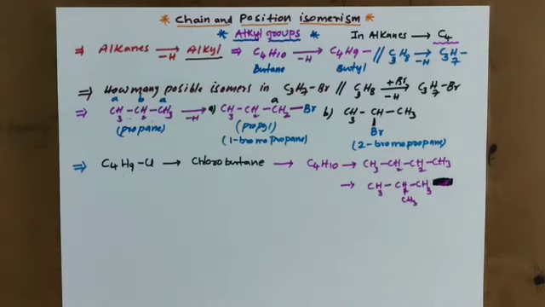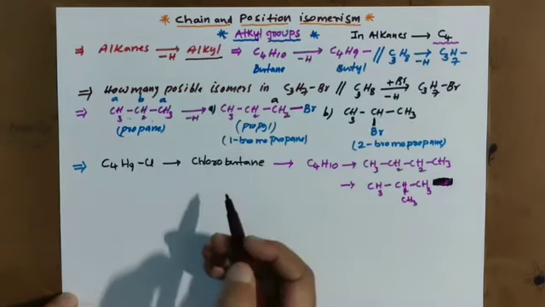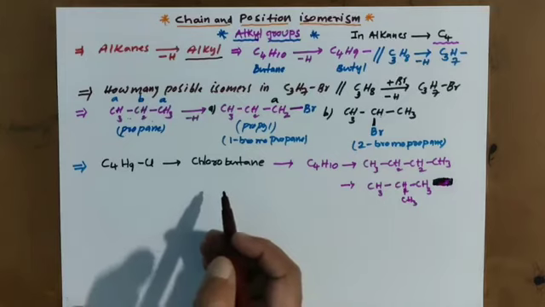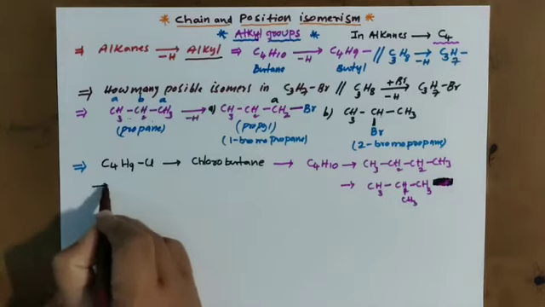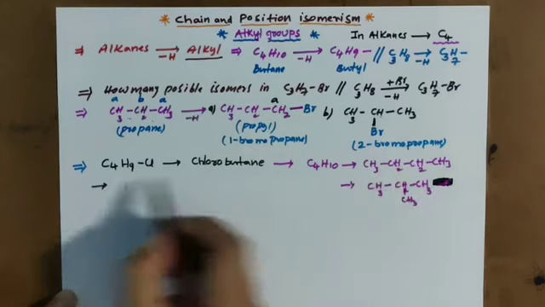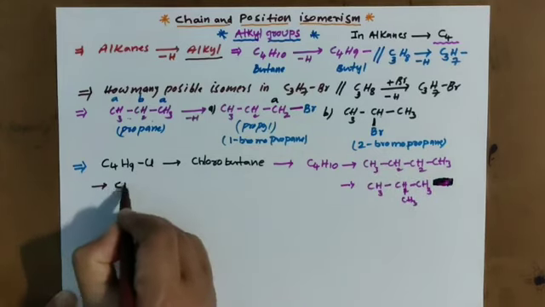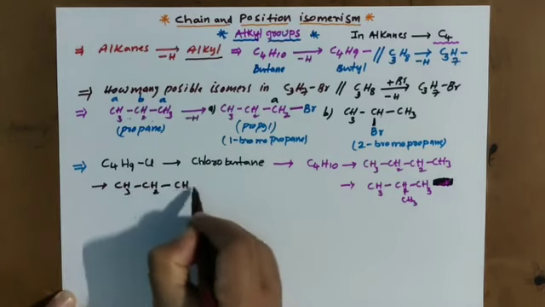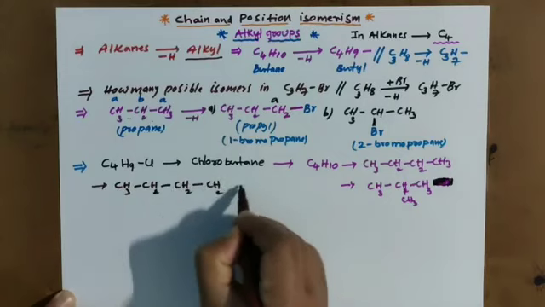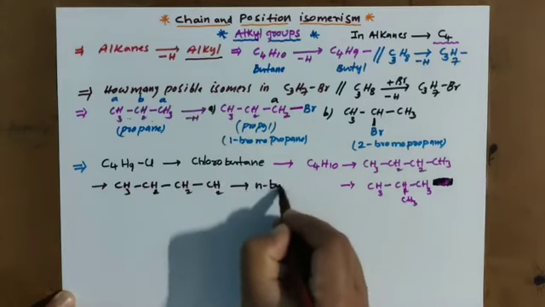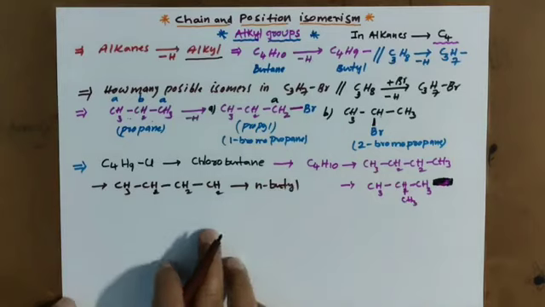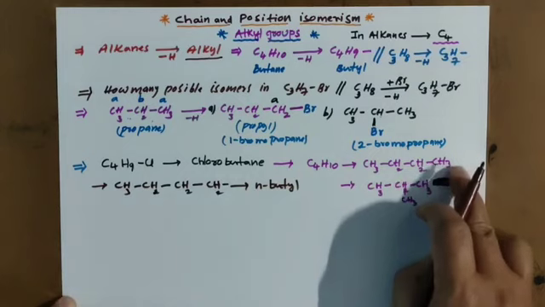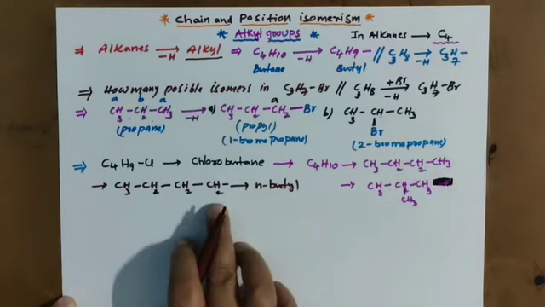Let me explain in detail. First I am taking n-butane. From n-butane, what am I getting if one hydrogen is removed? CH3, CH2, CH2, CH2. This is n-butyl. Am I right? From n-butane, I am getting n-butyl.